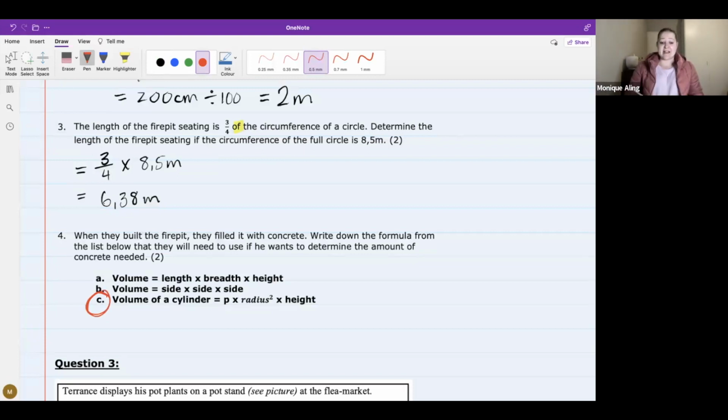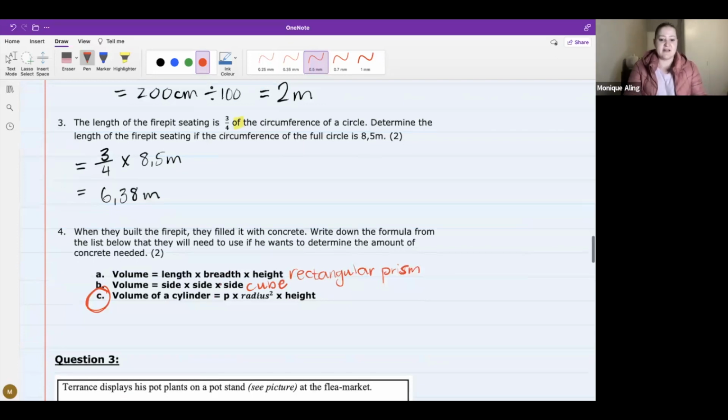Volume of a cylinder. Remember volume, the first one, length times breadth times height, that is for a rectangular prism or rectangular box. That's for a cube. And here is our volume of a cylinder. But again, you don't need to know these formulas off by heart. The most they can do is ask you a question like this in terms of remembering the formulas.